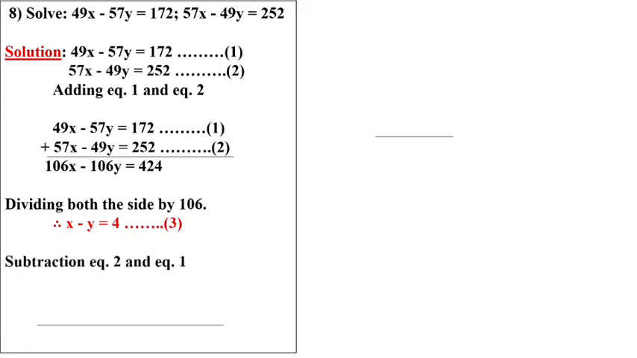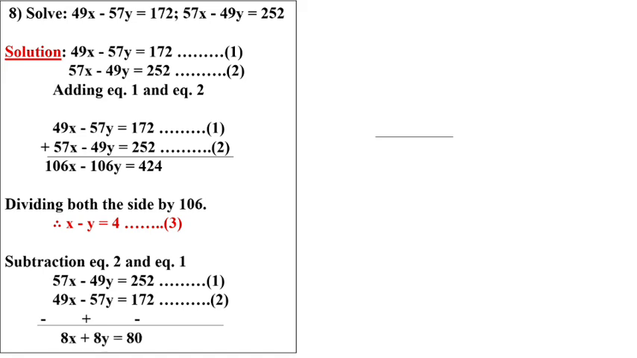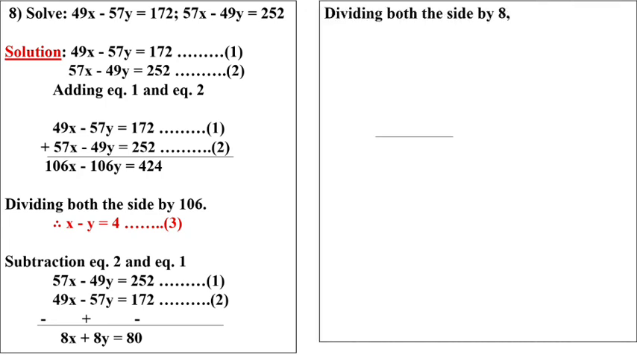Now subtracting equation 1 from equation 2. If we are subtracting, then the symbols will change: minus becomes plus and plus becomes minus. 57 minus 49 we get 8x. 49 minus 57 we get 8y, but here 57 is greater and the sign came positive. Equal to 252 minus 172, we get 80. Now dividing both sides by 8, we get x plus y equal to 10. That is our equation number 4.